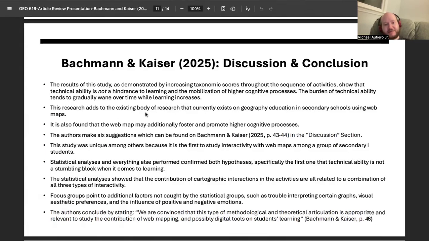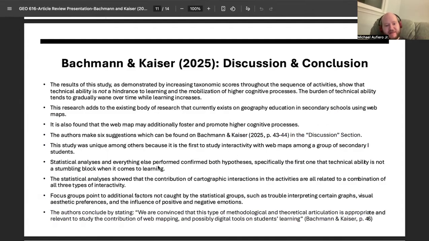This research adds to the existing body of research on geography education in secondary schools using web maps. It is also found that the web map may additionally foster and promote higher cognitive processes. The authors make 6 suggestions, which can be found on page 43 to 44 in the discussion section. For time's sake, I didn't want to list them all here. This study was unique among others because it is the first study to look at interactivity with web maps among a group of secondary 1 students.